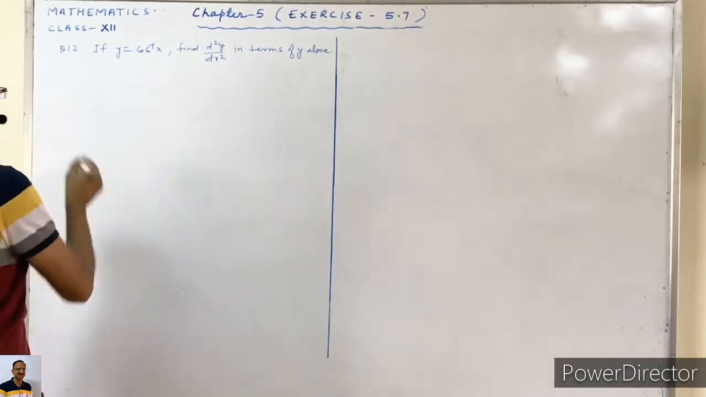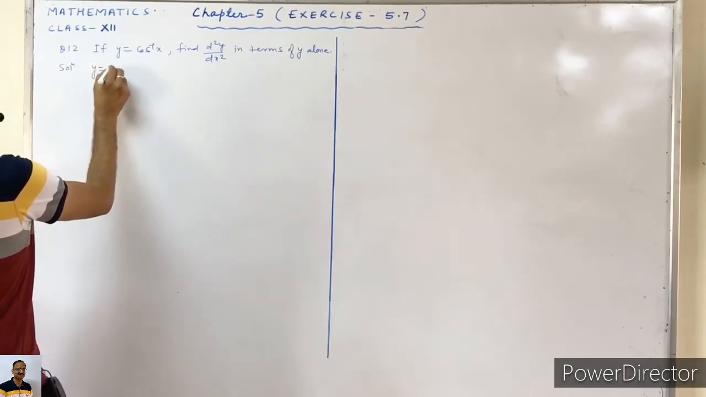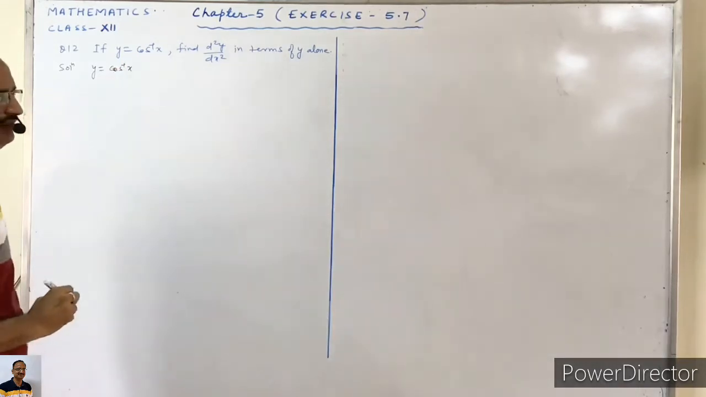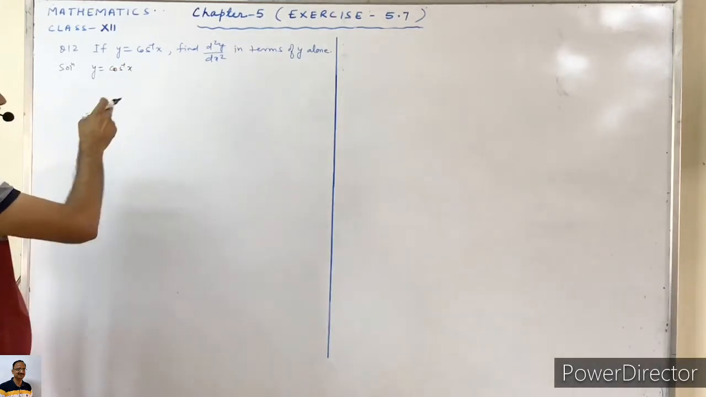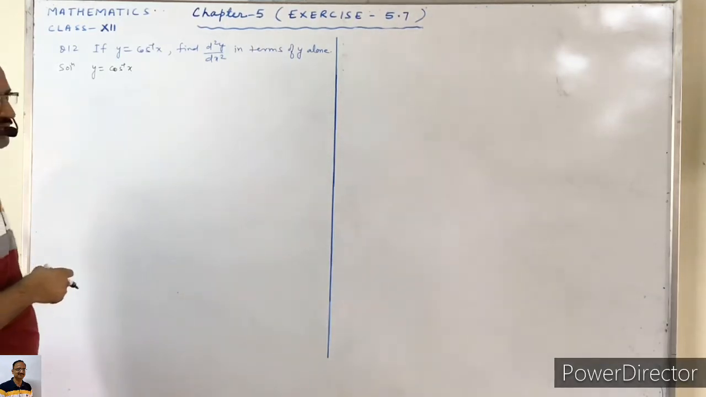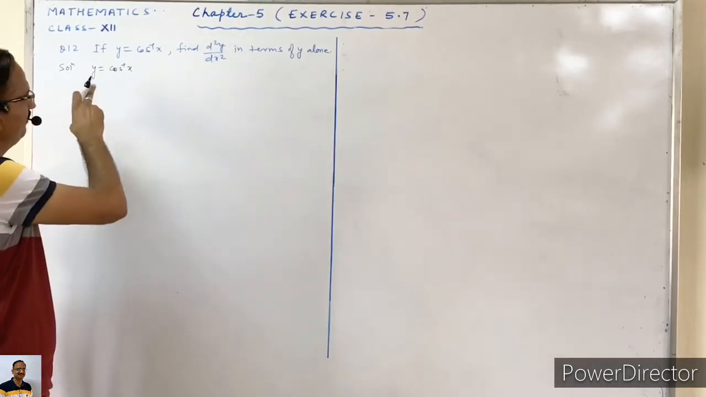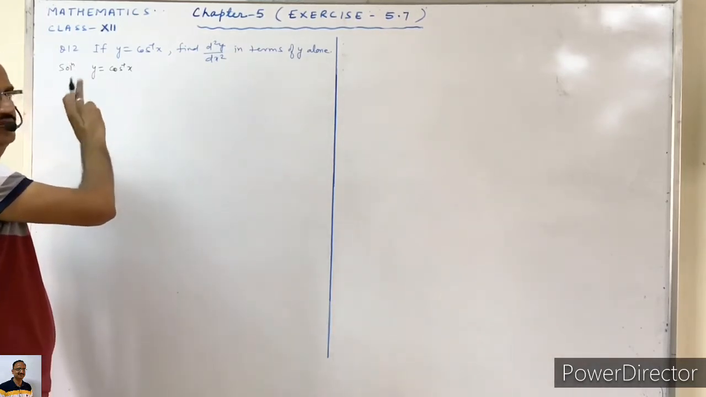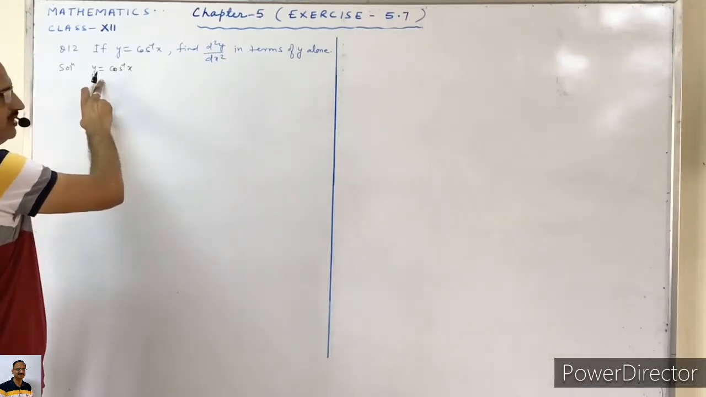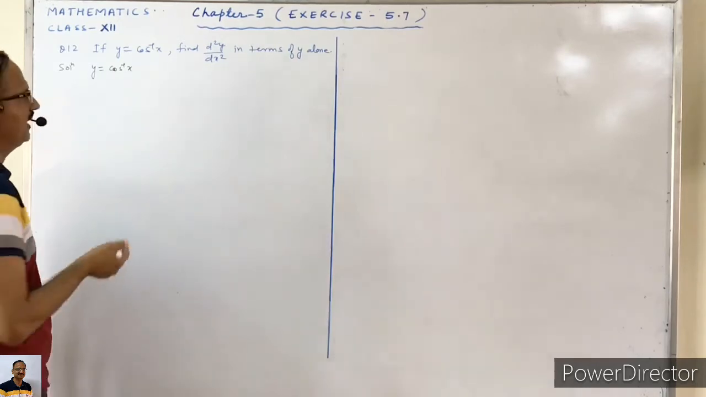So the solution is like this: y equals to cos inverse x. This is the given function. We have to find the second order derivative of this given function. So let us start with the first order derivative. So first of all we will find the first order derivative of the given function. So differentiating this given function with respect to x on both sides.